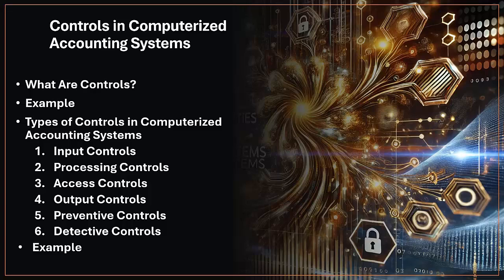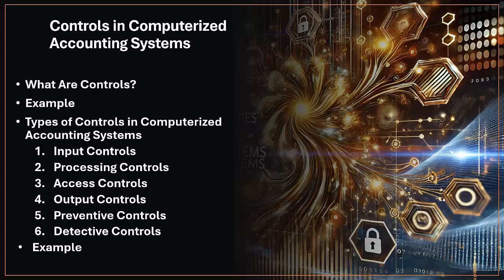If you try to enter text into a numeric field, e.g. a dollar amount, the system will display an error message. Drop-down menus. Instead of typing out customer names, you might choose from a drop-down menu. This reduces spelling mistakes or mismatches. Duplicate entry checks. The system alerts you if you accidentally try to enter the same invoice twice.